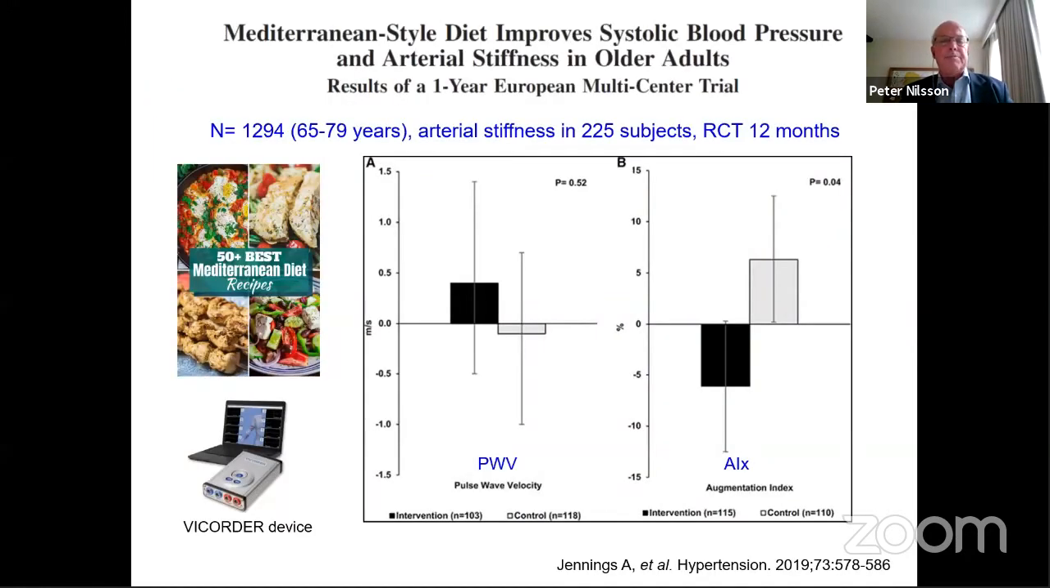The Mediterranean diet has been tested in a randomized controlled trial for 12 months in the Netherlands. No, it was a European multi-center trial, and as you can see here, no effect on pulse wave velocity itself, but on augmentation index, favoring the ones who had a Mediterranean diet for 1 year.